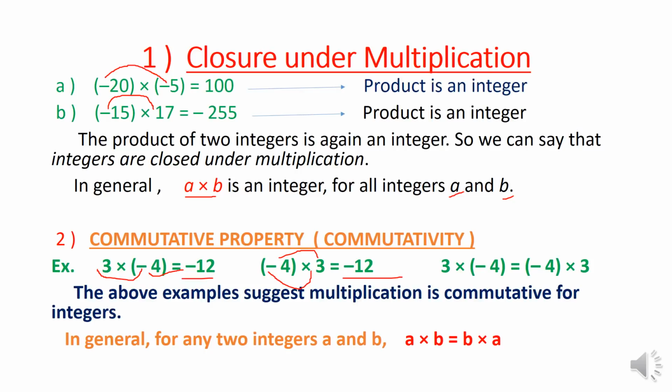So, we can write 3 multiplied by minus 4 is equal to minus 4 multiplied by 3. Therefore, when we change the order of the integers, in this case also the product remains the same. So, this property is called commutative property or commutativity. So, in general, for any two integers a and b, a multiplied by b is always equal to b multiplied by a.